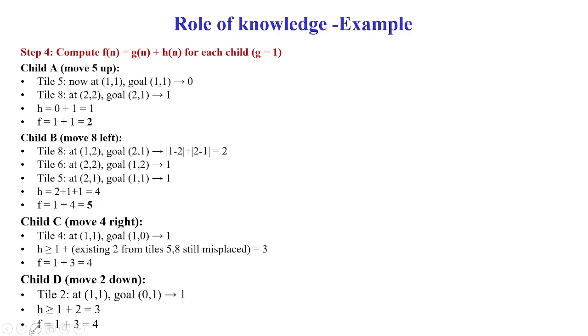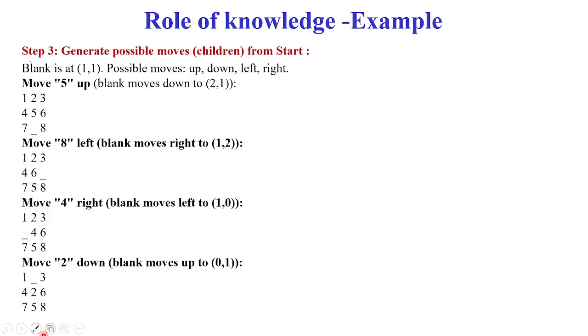Supposing, sorry, if I move the child upward, like 1, 2, 3, 4, 6. Here is the blank space, right? If I move the tile upward, the blank is in the middle here. Tile 5 is directly below the blank.